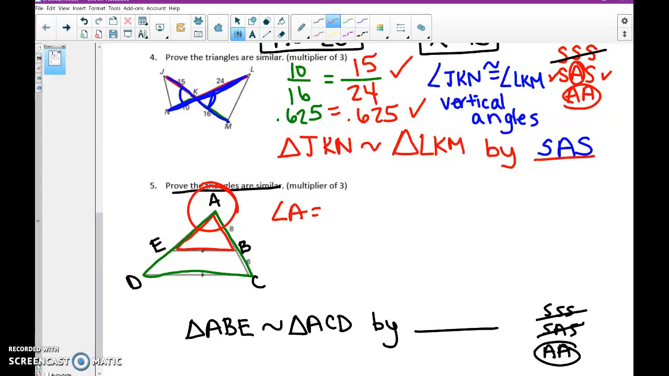That means angle A is congruent in both of them. The reason is reflexive property. Think of like a reflection. It's the same angle in both.